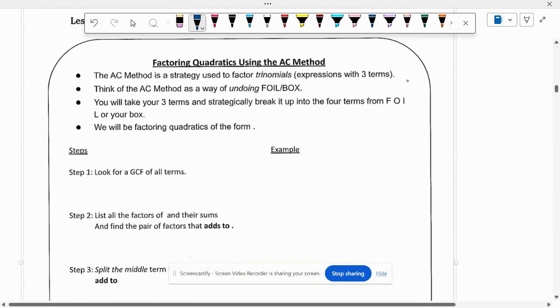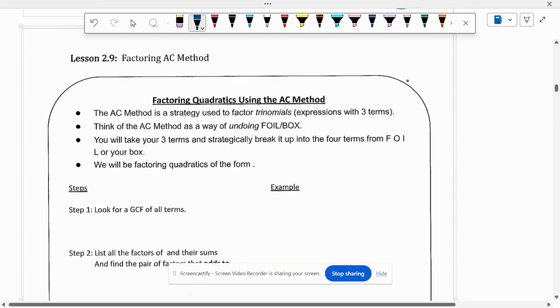Okay, so factoring quadratics using the AC method. The AC method is a strategy that you use to factor trinomials when you have three terms. Think of the AC method as a way of undoing the FOIL or the box method. That's exactly what we're doing. We're undoing the FOIL or the box.